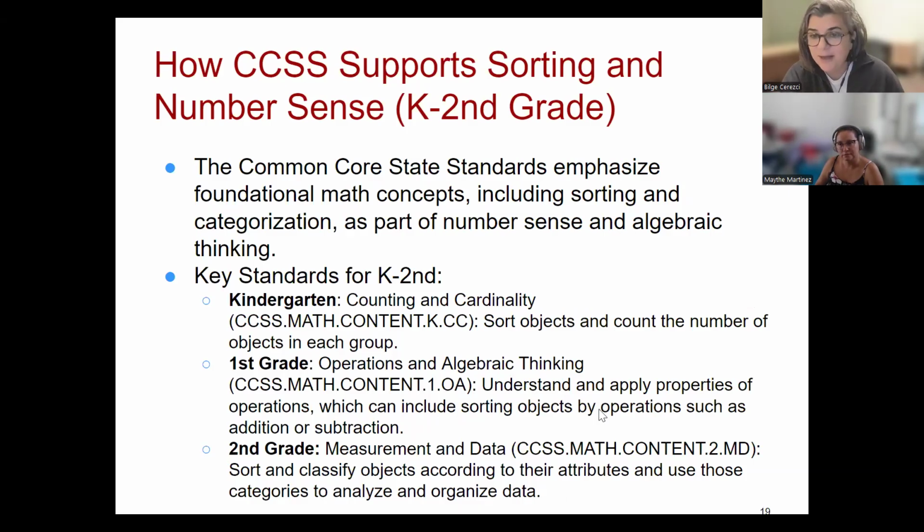So when you think about it, this second grade standard is accomplished by that boy who was sorting the blocks, right? Because he was sorting and classifying the objects by their attributes and using those categories to analyze and organize data. He literally did this, like, oh, these are the tall ones, these are this one, these are that one. So what I'm trying to get at is this is another example of that low threshold, high ceiling. When we give the right materials to students, the sky is the limit.